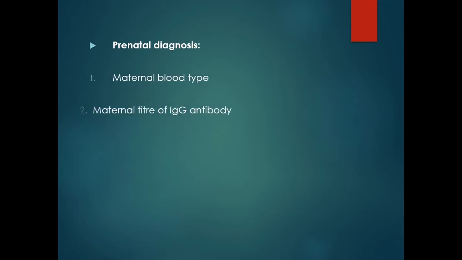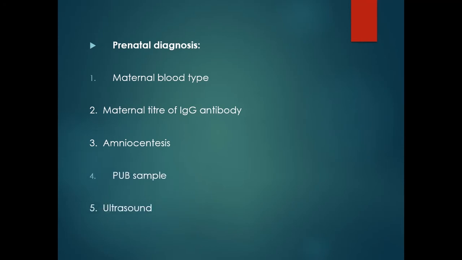Prenatal diagnosis depends on maternal blood type, which is usually rhesus negative, and the maternal titer of IgG antibodies. You measure the level of anti-D antibodies. Amniocentesis: if you take amniotic fluid and examine it by spectrophotometry, you will see the amniotic fluid will be yellowish, and there will be three zones, zone A, B, and C. A is for those who are more severely affected, B for those moderately affected, and C for those mildly affected.